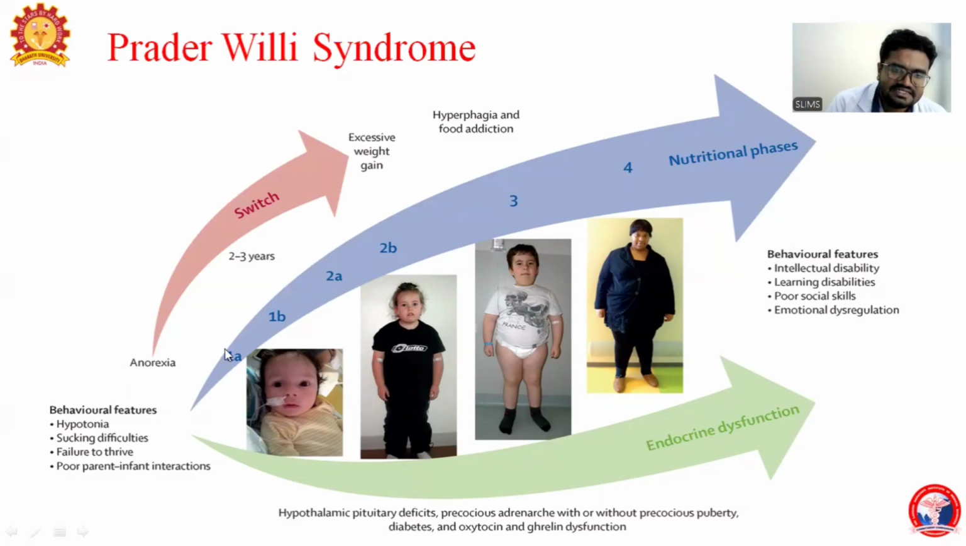As the age increases, the weight gain of the baby increases and the hyperphagia increases, and the baby will have excessive weight gain and delayed puberty. Apart from the delayed puberty, other endocrinological disturbances like short stature will be present, and there will be behavioral disturbances like intellectual disability, poor social skills, and poor emotional skills.